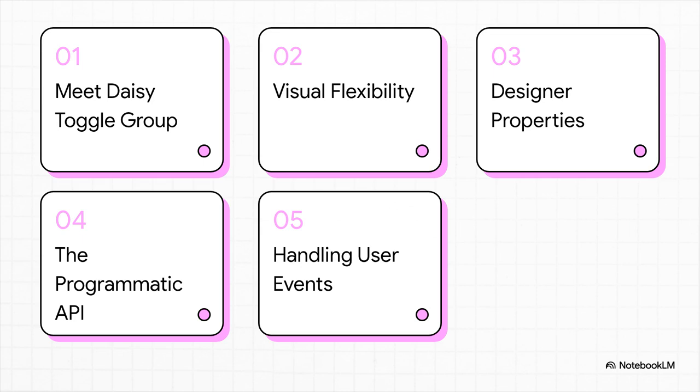So, here's our quick roadmap for this explainer. First up, we'll meet the Daisy Toggle Group. Then, we'll explore its visual flexibility and styling. After that, we'll jump straight into configuring the designer properties, followed by the programmatic API. And finally, we'll wrap up with handling user events.